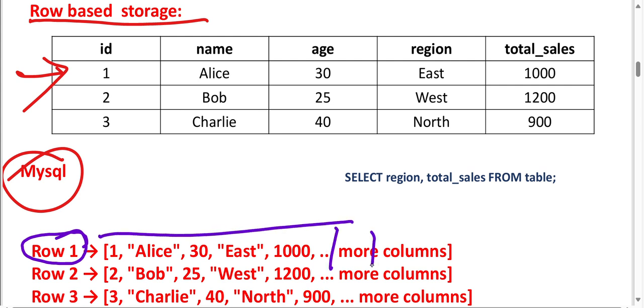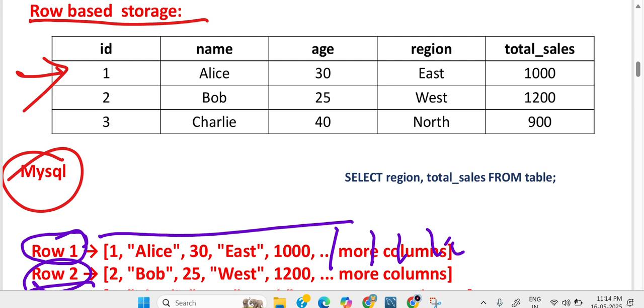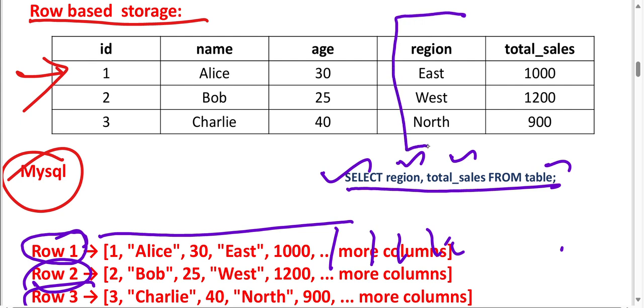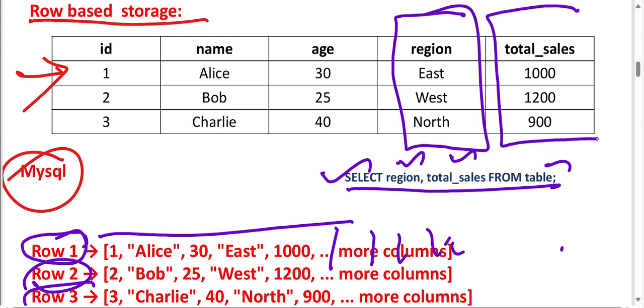If you have many columns, it is going to increase like this. Now row two, row three, like this the data is going to be stored. What is the difference? When I run this query, I have written the query, now I want to fetch region and at the same time total sales column from this table. It means this column data, this column data, now I want to print it to the output screen.